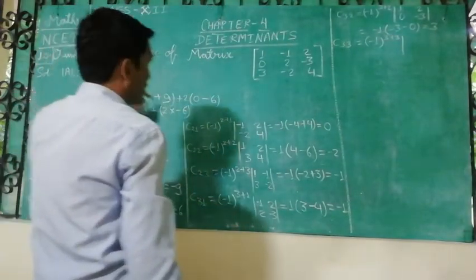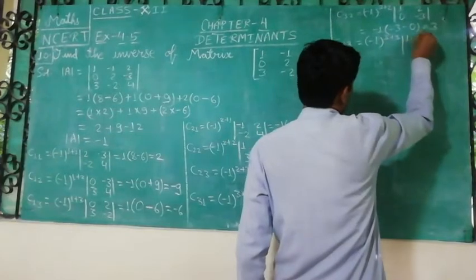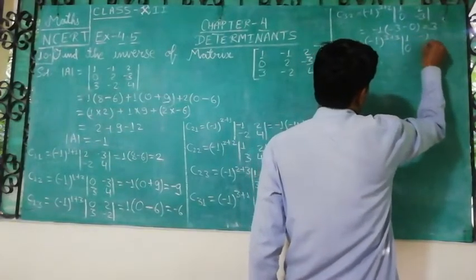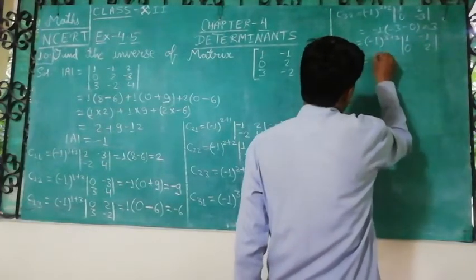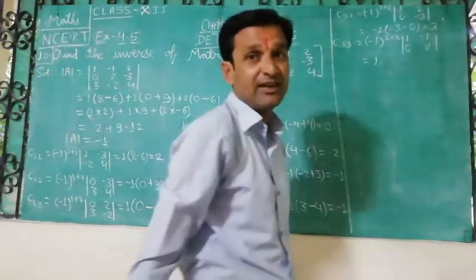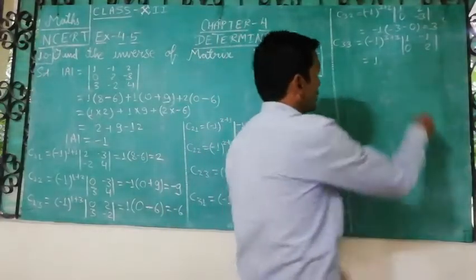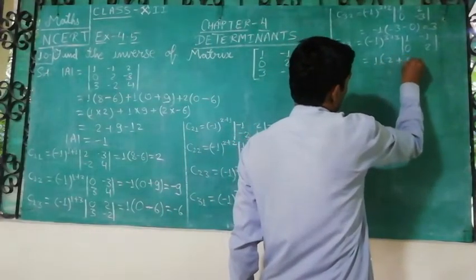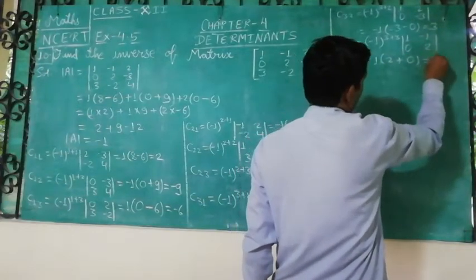1 minus 1 and 0 2. So it will be equal to positive 1 because it is an even number. 3 plus 3 is 6. So 1 2s are 2 plus 0, 1 into 0 is 0. So it will be 2 only.